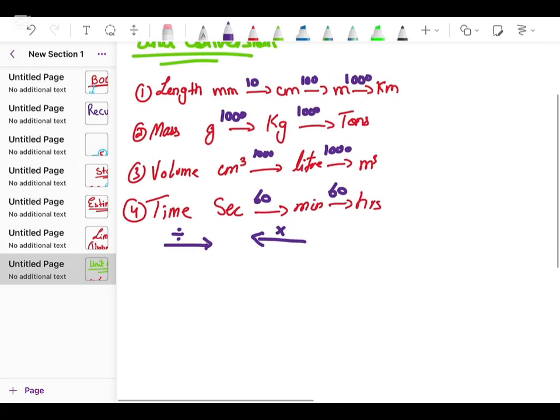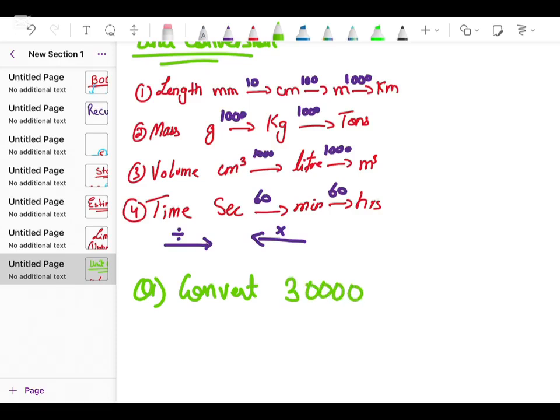For example, I have a question. Convert 30,000 millimeter to meter. So right now the conversion is millimeter to meter. As you see, millimeter to meter means I have to jump to meter. This means I have to divide, because remember that when we move forward we have to divide. Now how can we solve this question?